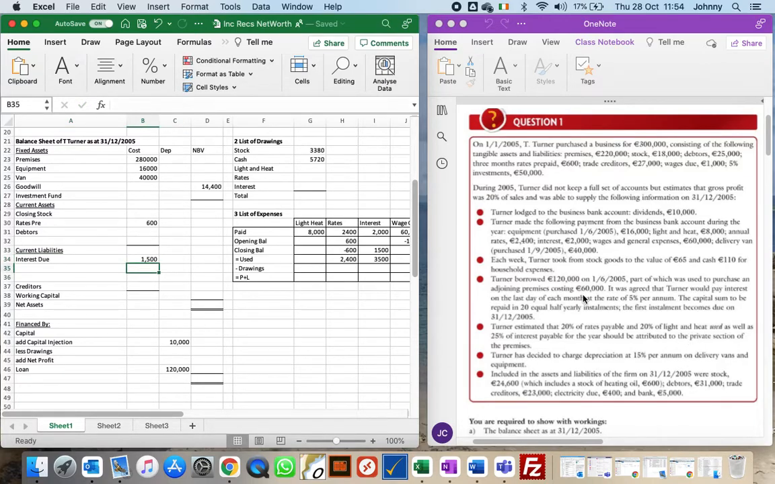Okay. Now, separately, we have to see about repaying the 120 grand. So remember, we have the possibility of setting up an investment fund, or we could just reduce the amount of the loan every year. So what does it say here? The capital sum is paid in 20 equal half-yearly installments. The first installment comes due on 31st of 12, 2005. So that means at the end of the year, we're going to have an installment due.